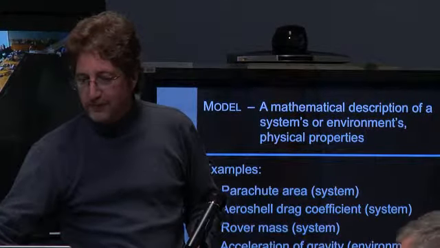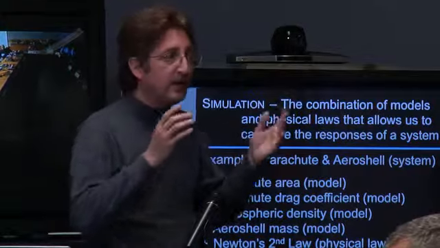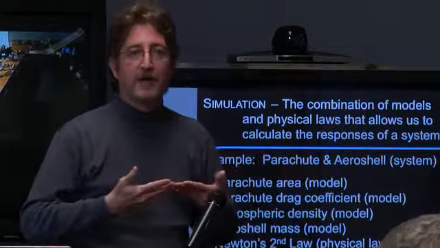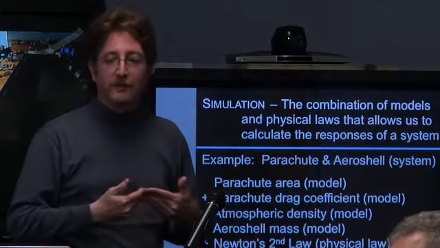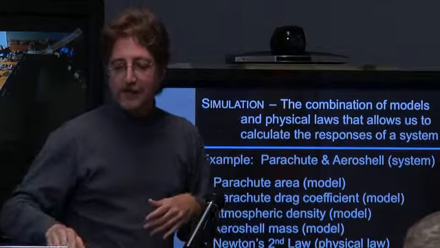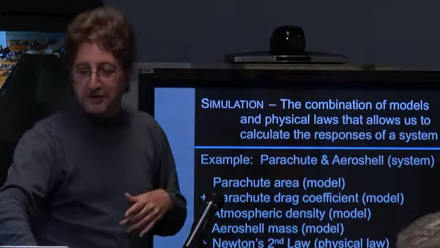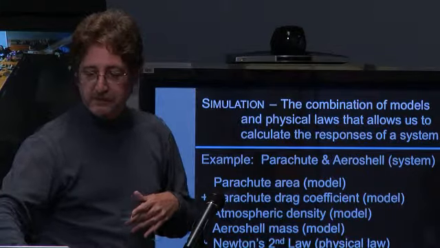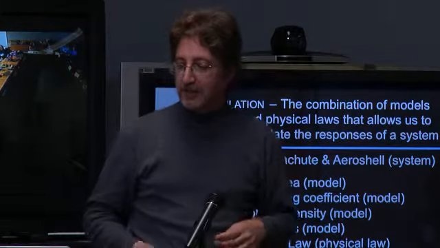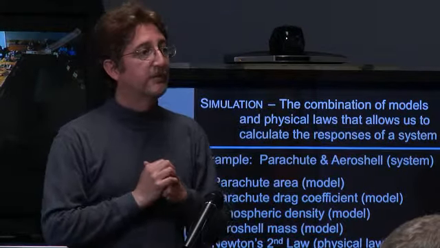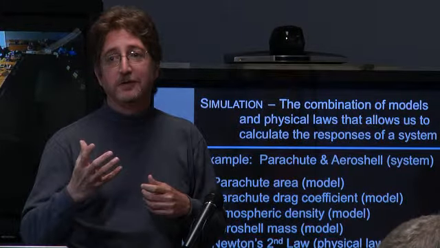So then what is a simulation? What I call simulation is the combination of all these models and then physical laws in order to give us results that we are interested in. For example, we combine all these models in here: the parachute area, the parachute drag coefficient, the atmospheric density, the mass of the aeroshell, and here's the physical law, Newton's second law of motion. That's where the simulation comes in.